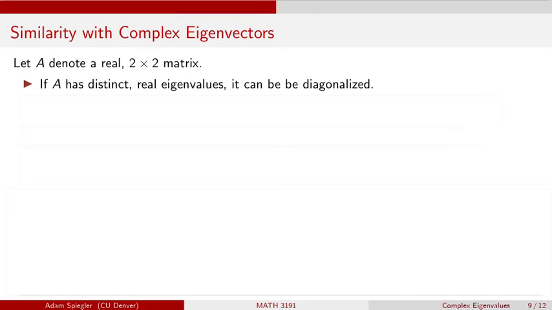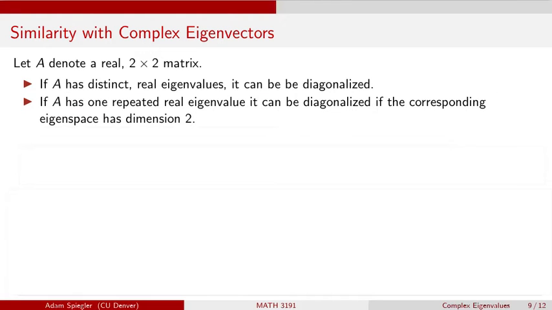So if A has two distinct real eigenvalues, then we know it definitely can be diagonalized because each of those eigenvalues is going to have a basis for an eigenspace, which we know are going to be linearly independent. So we're going to have two linearly independent eigenvectors. A is going to be able to be diagonalized. If A has one repeated real eigenvalue, it can be diagonalized if the corresponding eigenspace has dimension 2.